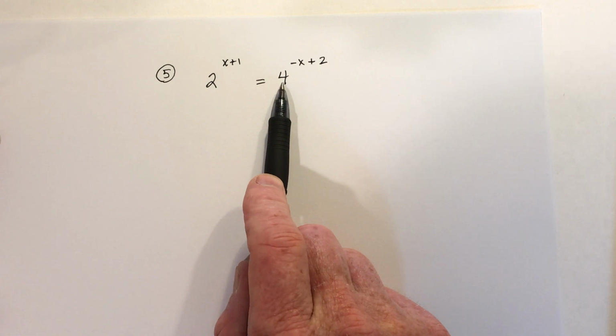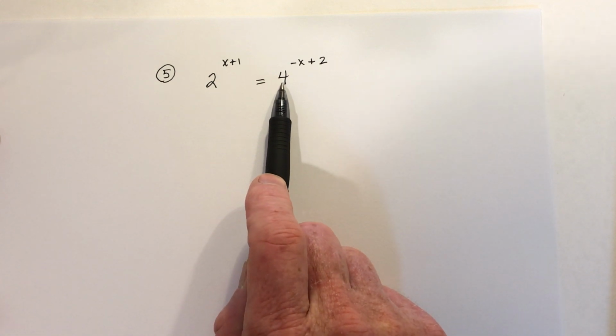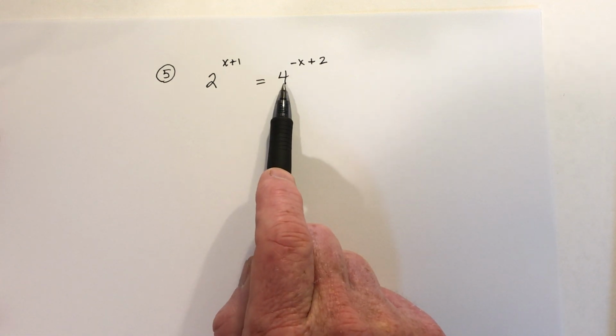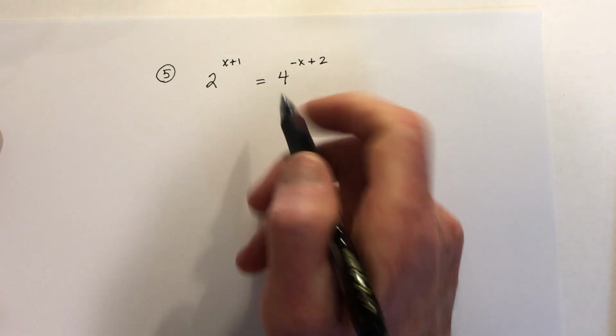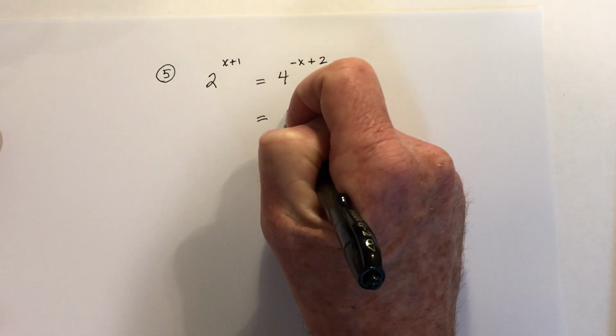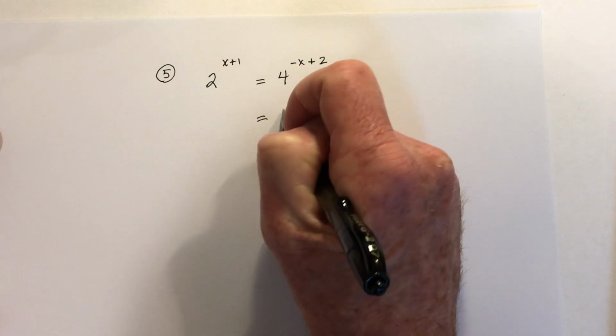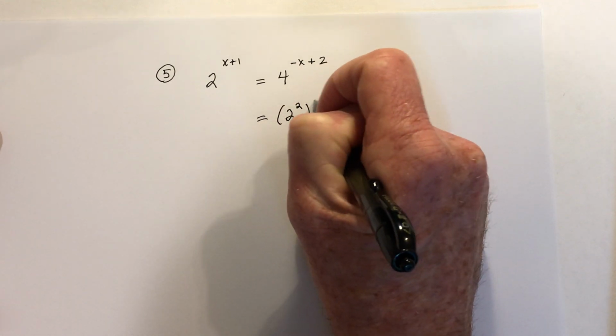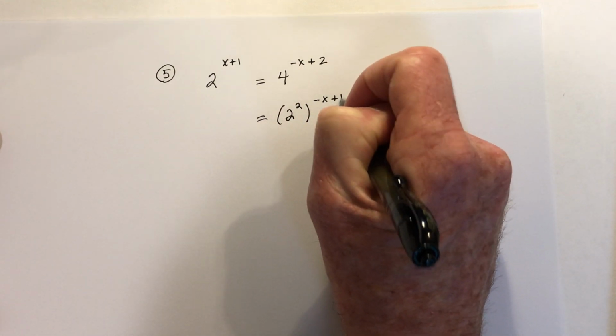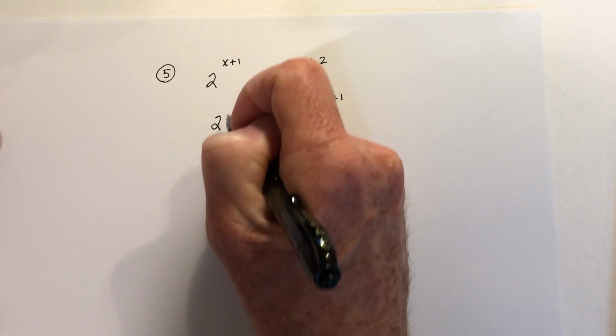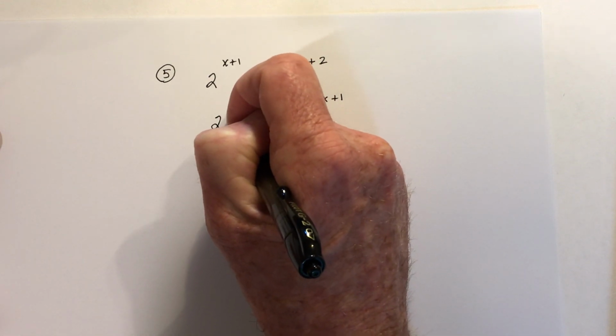And I say, yes, you're right. Our job is to get them to be the same. And I know that 4 is 2 squared. So I can rewrite the 4 as 2 squared, and that's still raised to the negative x plus 1. And then just recopy the left side because it already had the base of 2.